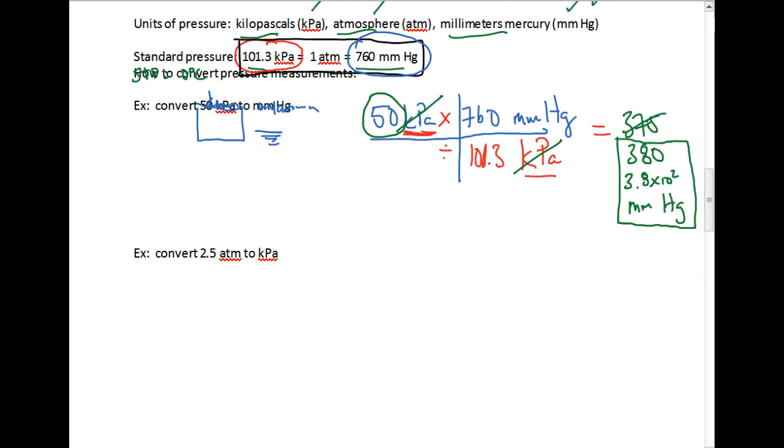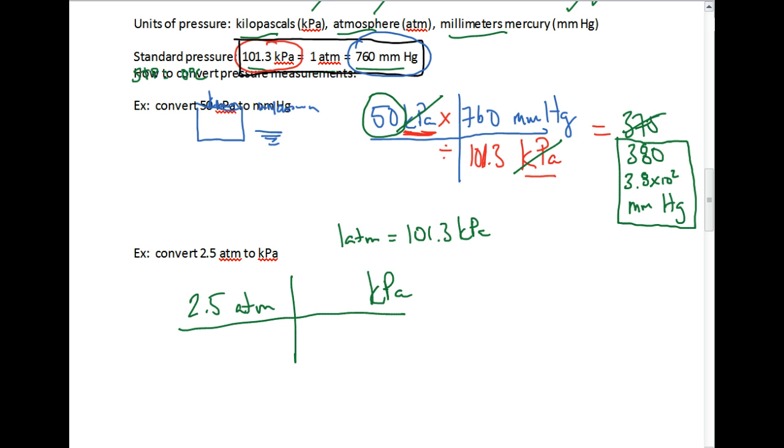Let's look at this next one here. We have our known quantity as 2.5 atmospheres, and we're going to convert, in this case, to kPa. Now, I'm going to look at the equality, and from the equality, we have 1 atmosphere is equal to 101.3 kPa. So I'm going to take my unit of ATM and write it on the bottom just like that. And now I'm just going to plug in values for my equality. The number that goes with ATM is 1. The number that goes with kPa is 101.3.